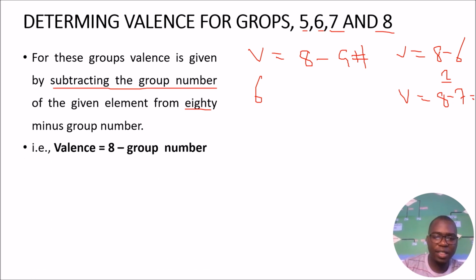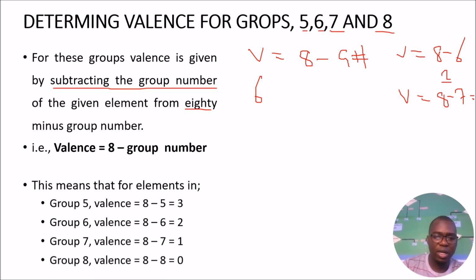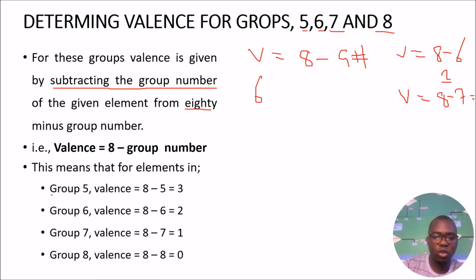So valency is equal to 8 minus group number, which means if you are looking at group 5, then valence will be 8 minus 5, which will be a 3. If you are looking at group 6, then valency will be equal to 8 minus 6, which is a 2. If you are looking at group 7, then valence is equal to 8 minus 7, which is equal to 1. If you are looking at group 8, then valency is equal to 8 minus 8, which is equal to 0. So the elements that are in group 8 are stable because they don't have valency electrons.